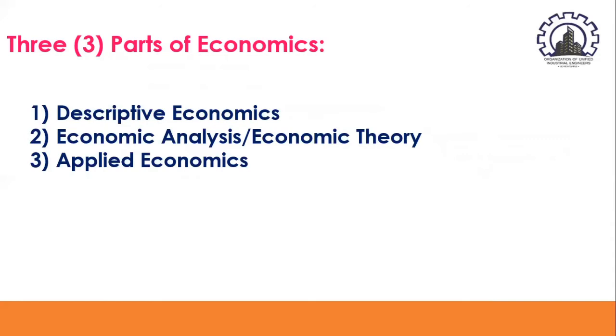So for that matter, authors divide economics into three parts. First, we have descriptive economics. Second, we have economic analysis or economic theory. And finally, we have applied economics. Economics is descriptive when it is concerned mainly with the collection and presentation of pertinent data on a particular topic, such as the banana or coconut industry or the agricultural system of a certain region. If it's descriptive economics, it doesn't deal with numeric values. You are simply describing a particular topic, okay?